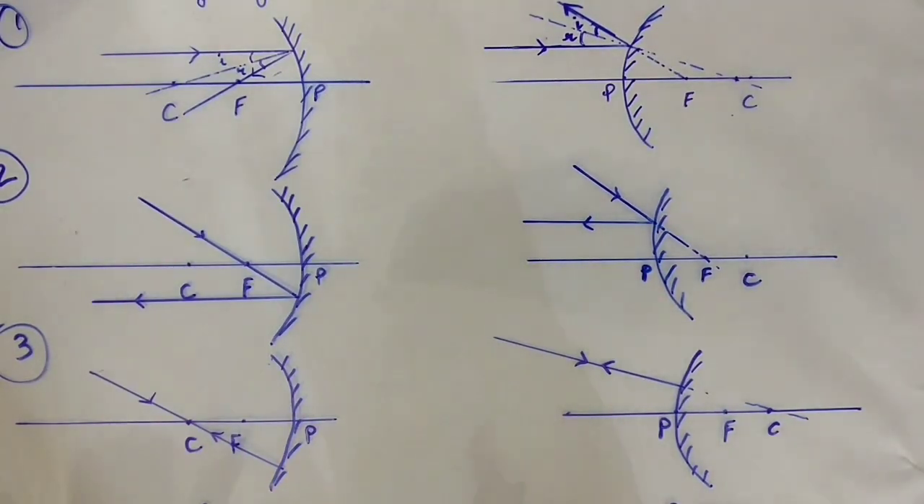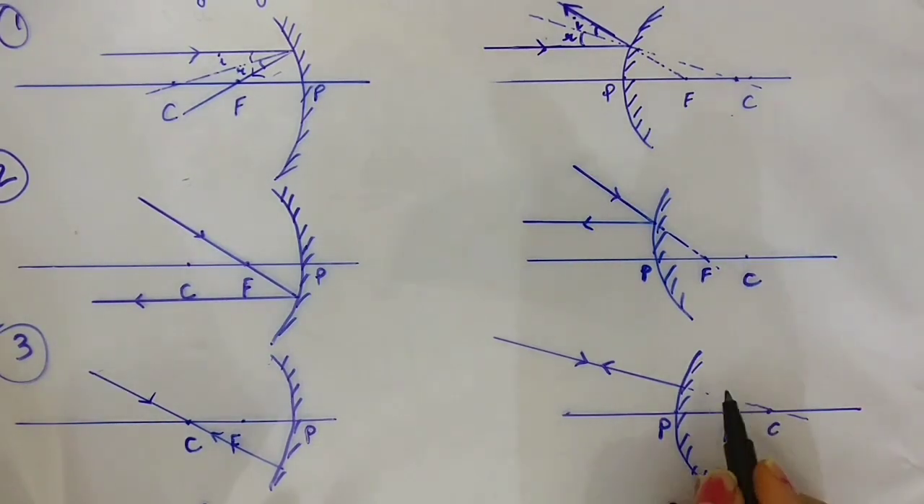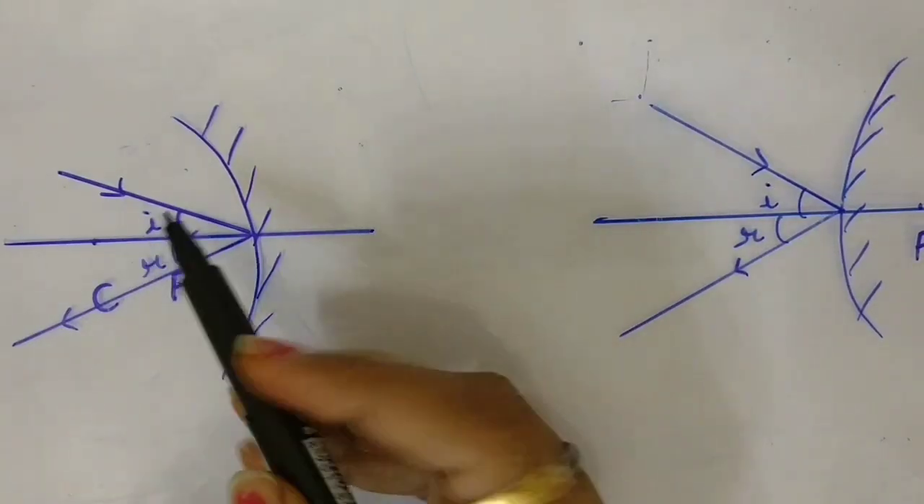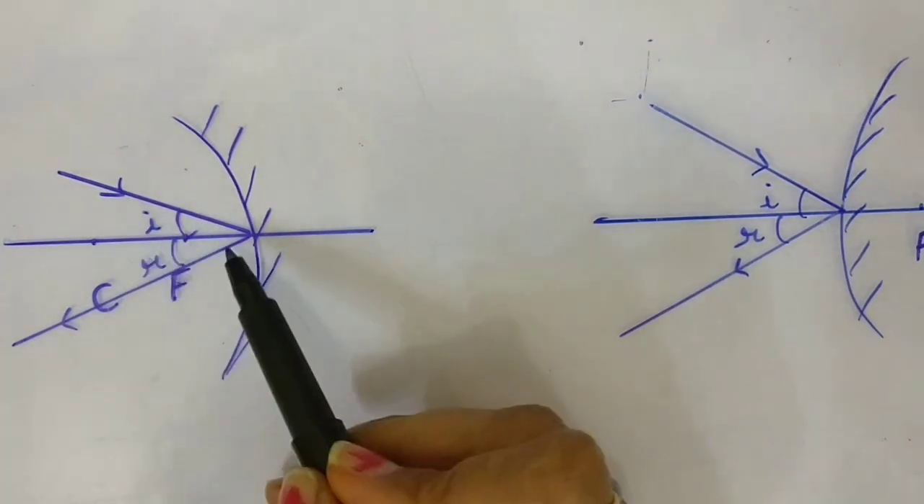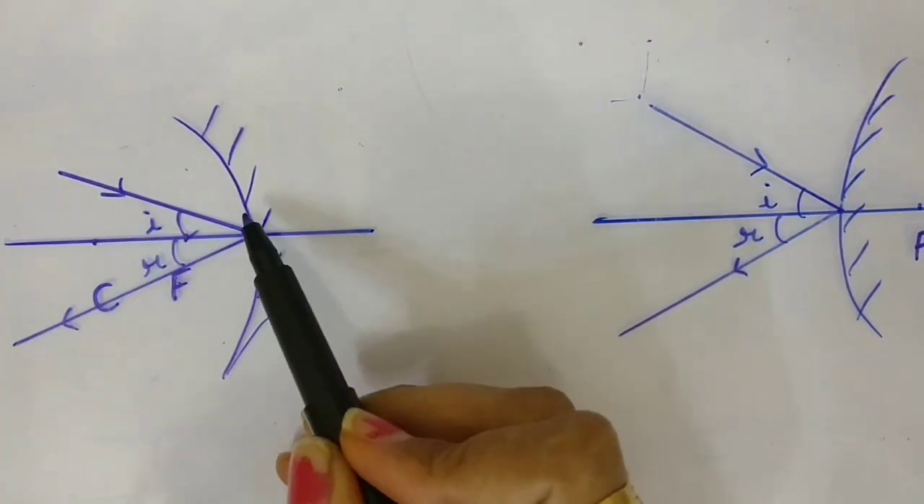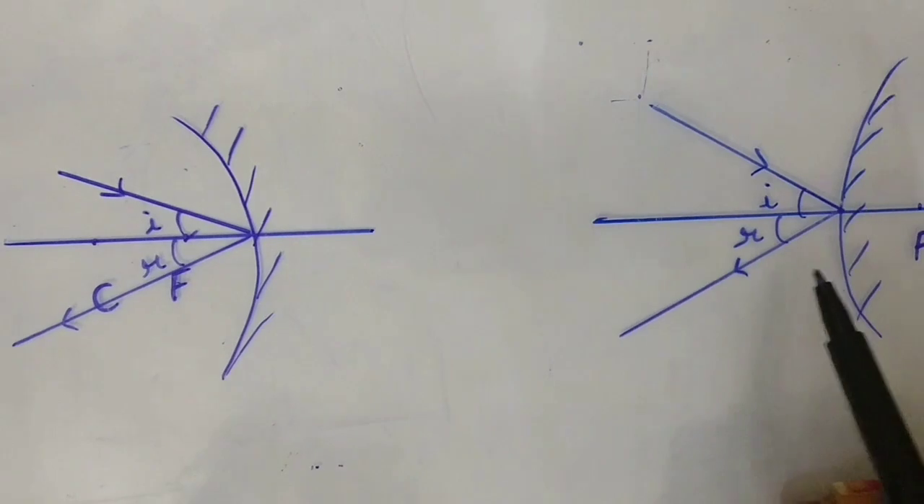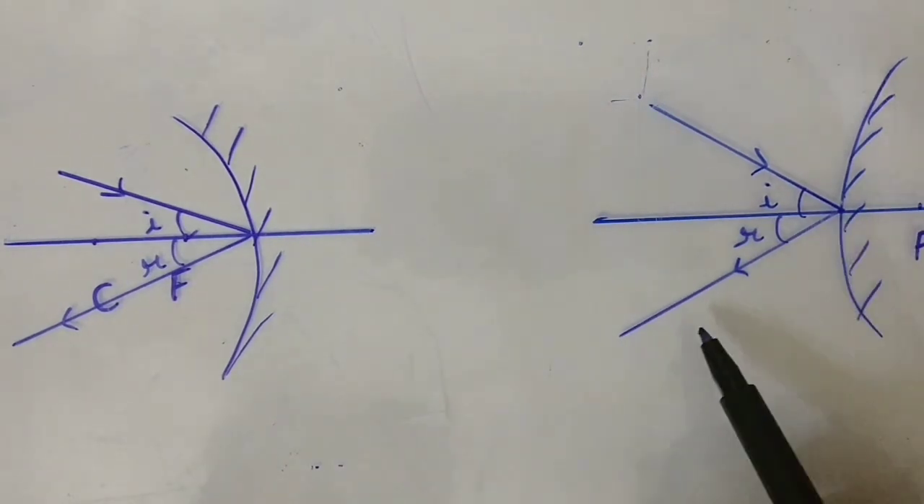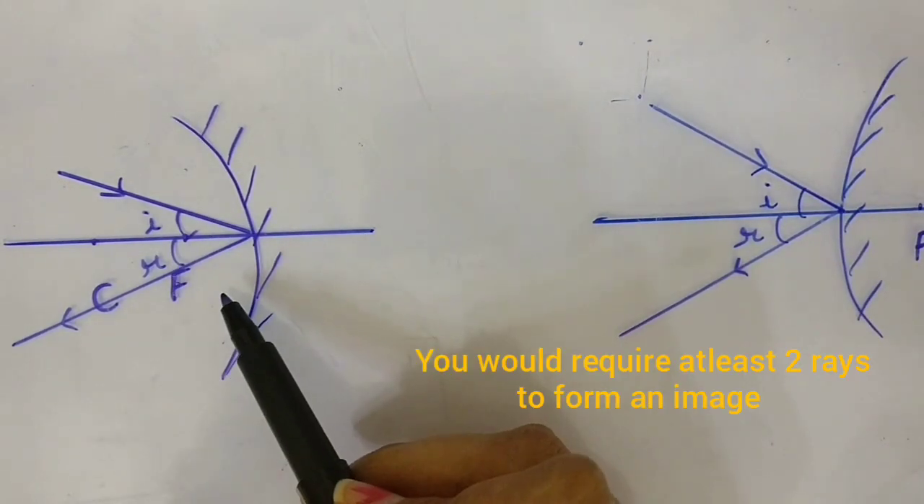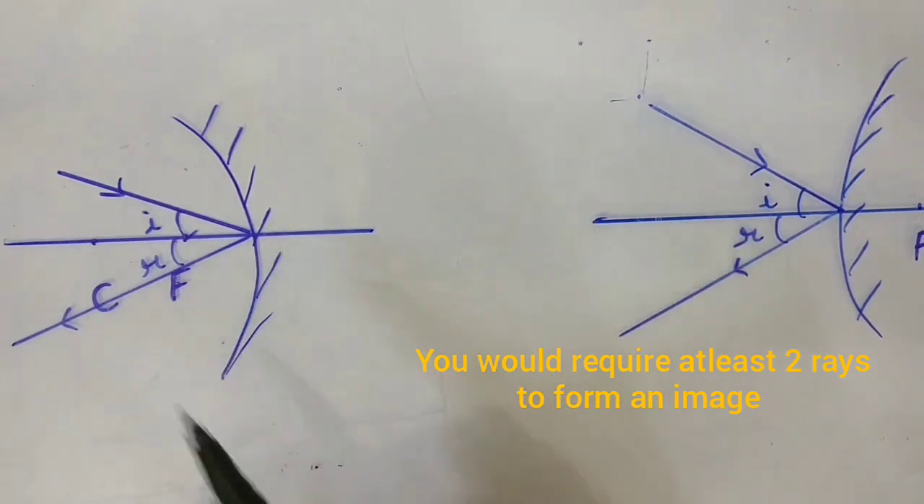Now third rule is, a ray passing through the center of curvature of a concave mirror or directed in the direction of the center of curvature of a convex mirror after reflection is reflected back along the same path. Okay. If the light rays are falling obliquely, that is at some angle, either on concave mirror or convex mirror, it should reflect back with the same angle, verifying the law of reflection.